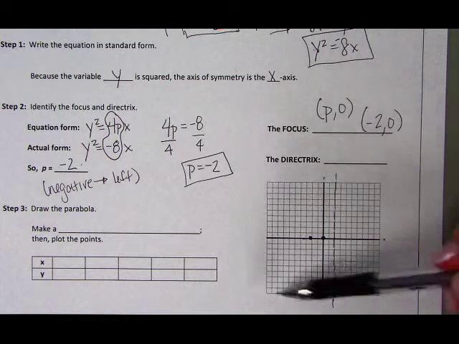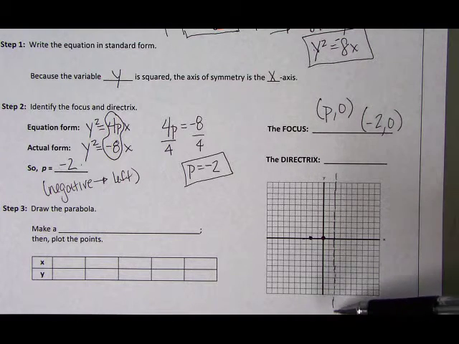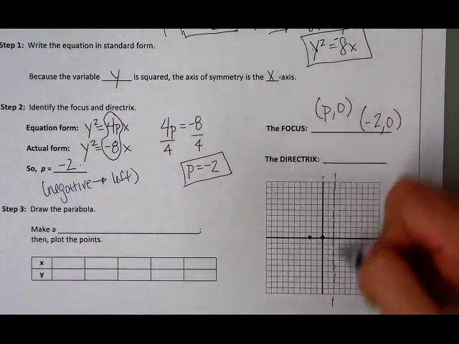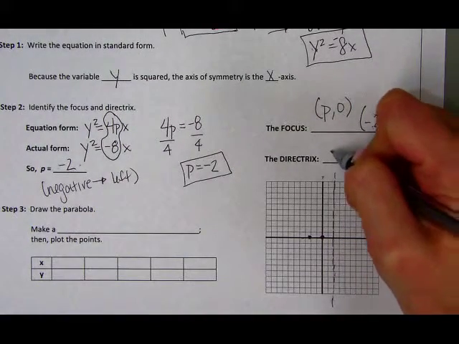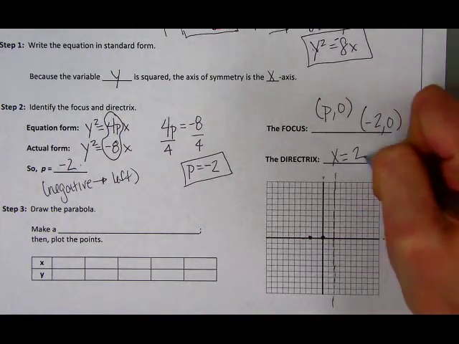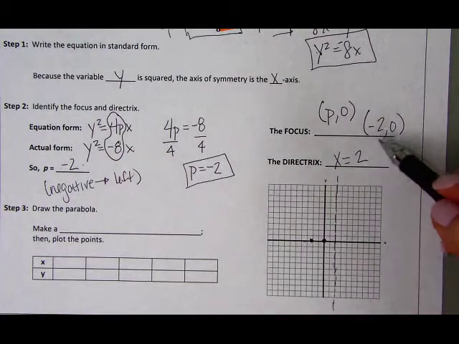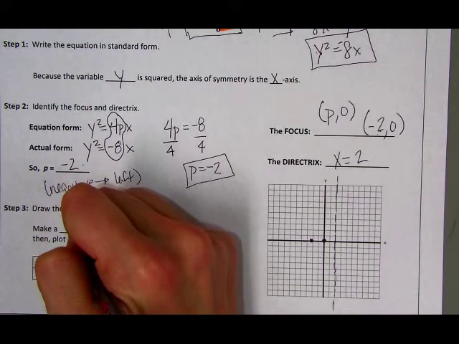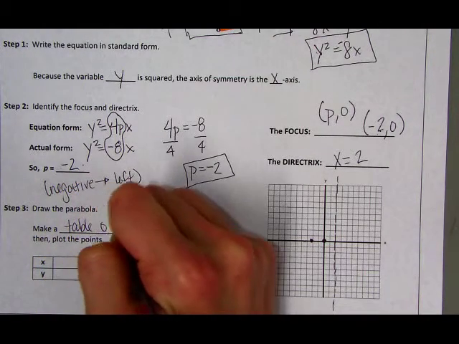So if your parabola is opening to the left, your directrix in this case is going to be a vertical line. Okay, so we know that if it's a vertical line, that's going to be the line x is equal to 2. If you notice, -2, +2, they're the same number, they're just opposite in sign. Lastly, we need to make a table of values.